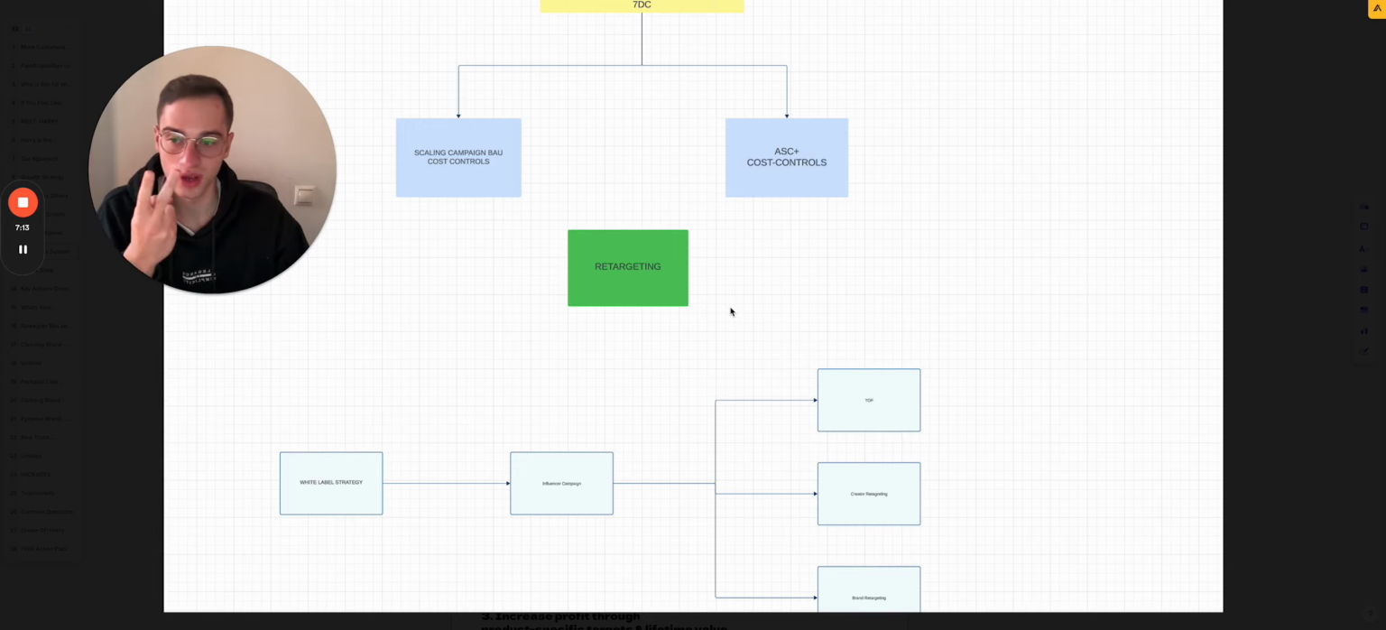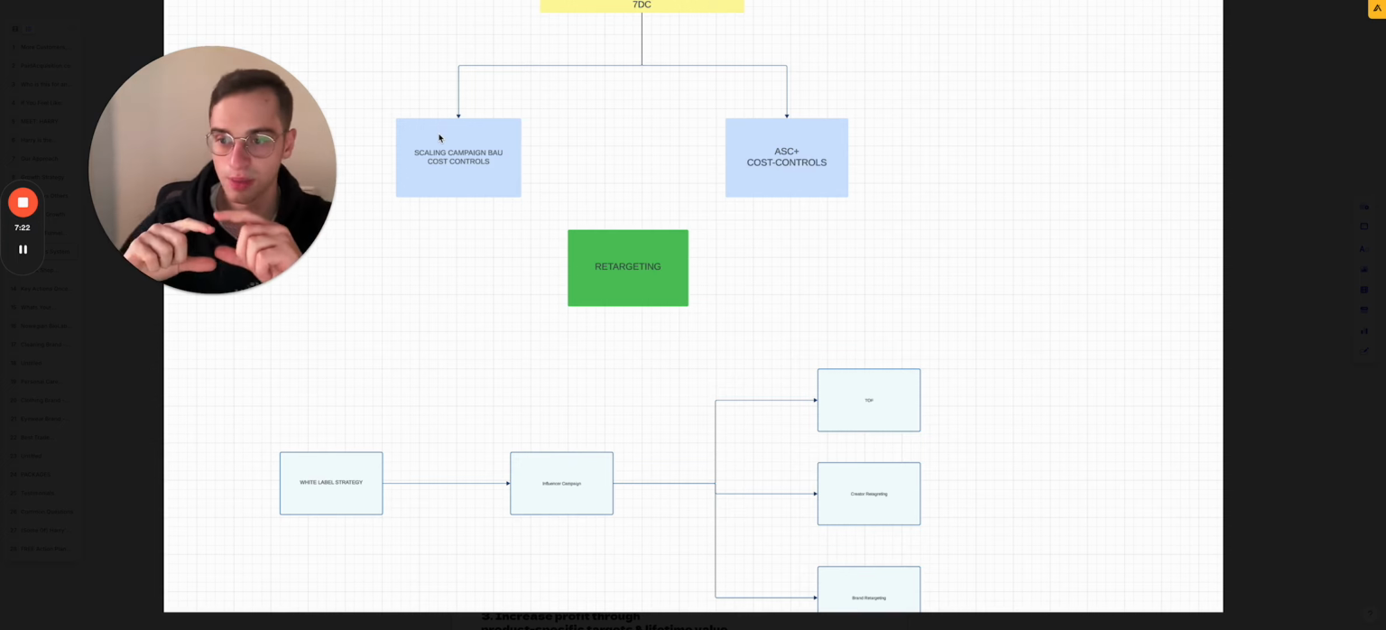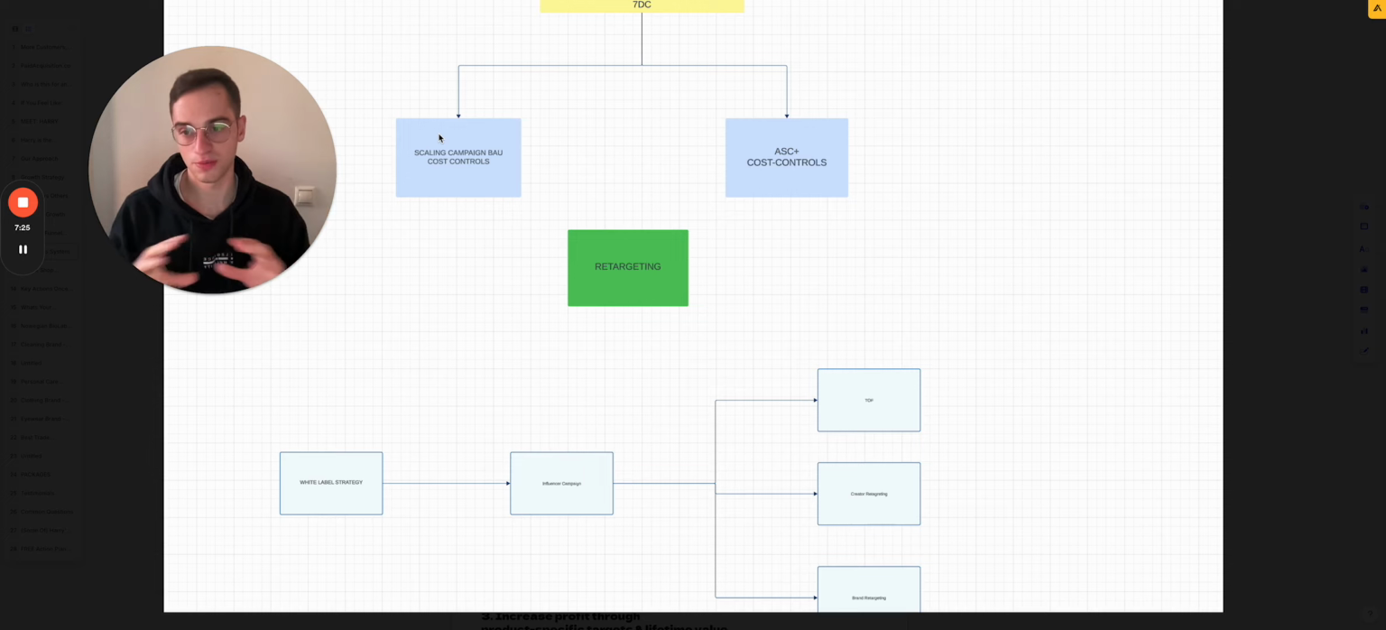Focus on creative diversity, creative volume, and cost controls, which are set, and I forgot to say that, based on the first point that we brought up, which is the profitability that we have on a specific SKU.